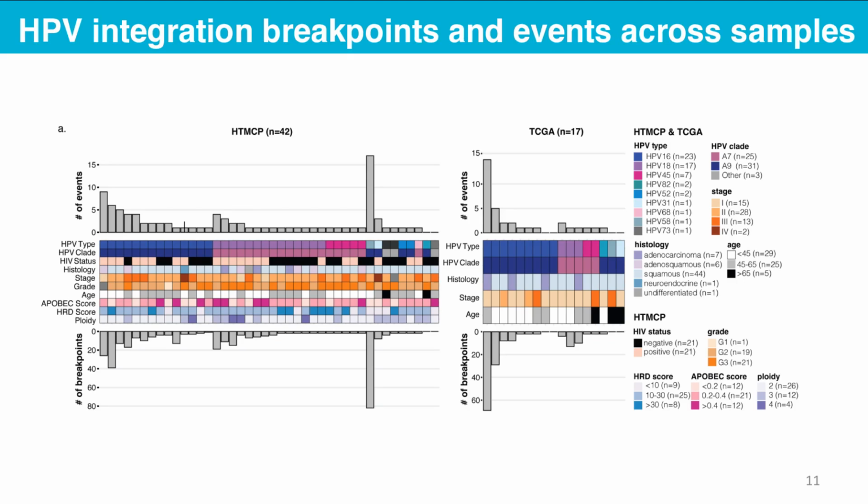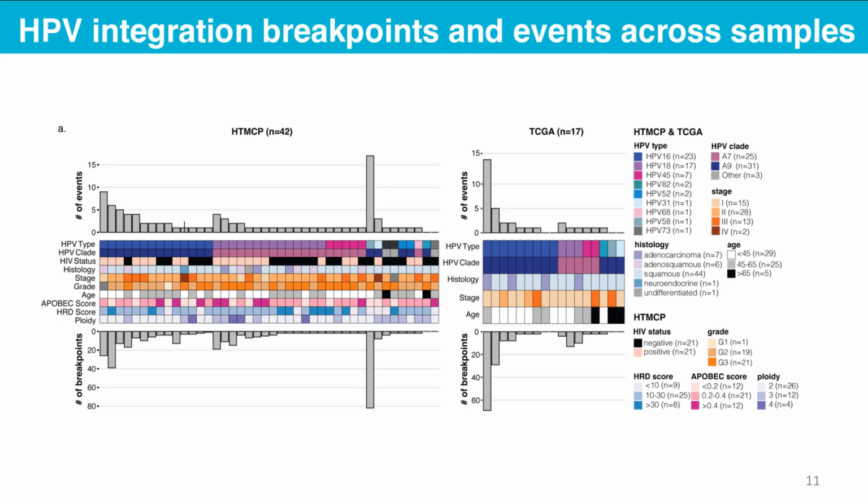In certain samples, HPV was more integrated and sometimes hyperintegrated compared to the others. So this plot shows the number of integration events on top per sample. Each sample is one of the columns here. And the number of breakpoints is listed by the bar on the bottom. And then other covariates of the sample are also listed, such as HPV type, and the clade that HPV type belongs to, the HIV status in the case of the HTMCP cohort, the histology of the sample, as well as some other molecular characteristics of the tumor.